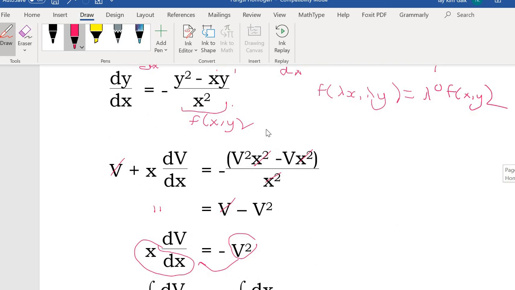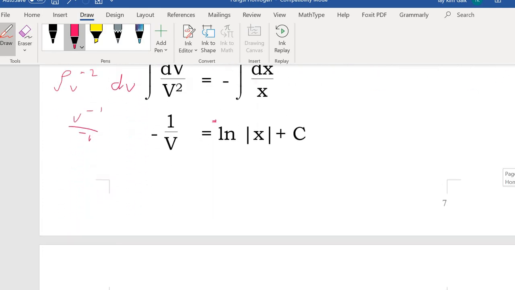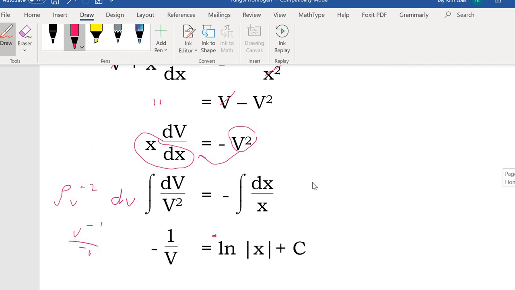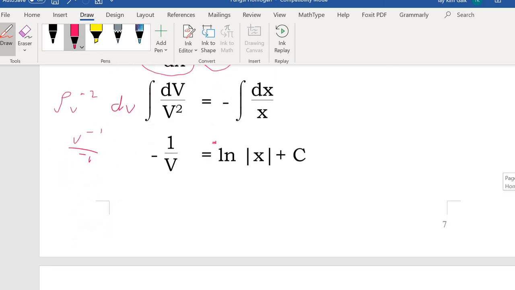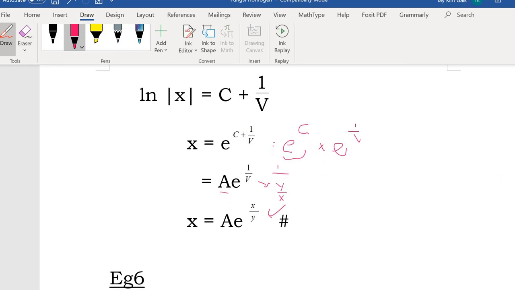Okay, then again replace the y by vx. dy/dx is v plus x dv/dx. After some tedious algebraic simplification, you should be able to get a separable equation in terms of v and x. Then solve it using separable equation techniques. And then lastly, replace back the v as y over x. Okay, with this, thank you for your attention.